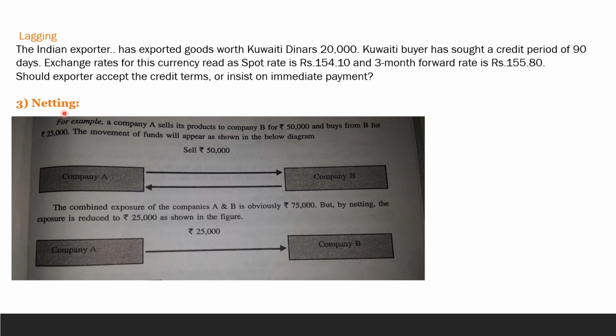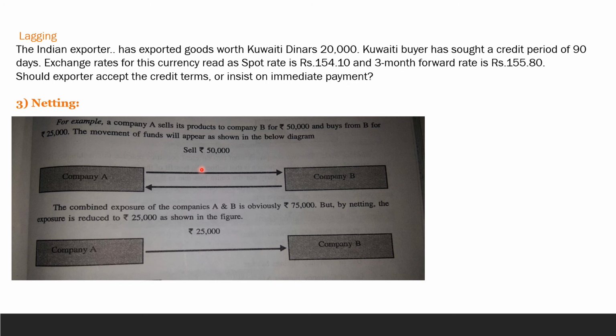Let's see the third one, netting. Netting reduces the foreign exchange risk by making and receiving payments in the same currency. Let's understand this with an example. Here, A company sells its product to B for rupees 50,000 and buys from B for rupees 25,000. So there is an internal transaction. The movement of funds will appear as shown in the below diagram.